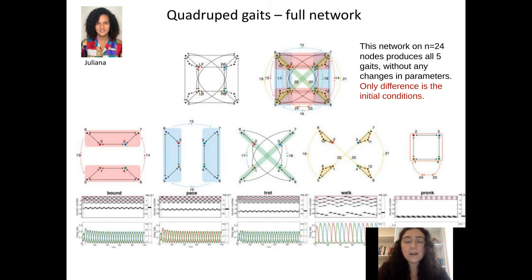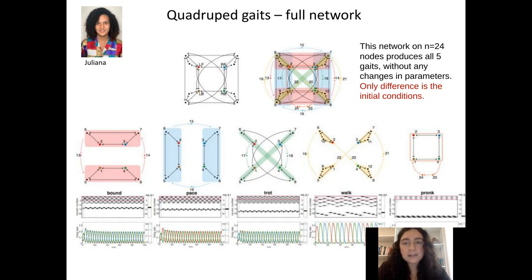Okay, and it's not hard to find initial conditions for each gait because you really just need to stimulate one of the neurons that is unique to that gait. So there are overlapping neurons for the 5 gaits, but then there are neurons that only appear in one gait. So if you stimulate one of those neurons, you actually end up in the appropriate gait. And I just want to emphasize one more time, the only difference here is initial conditions.